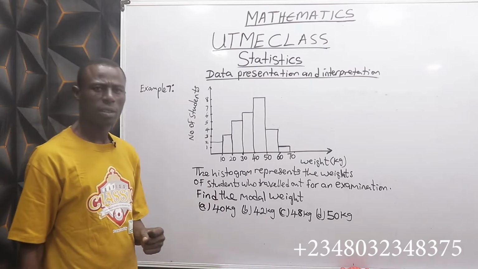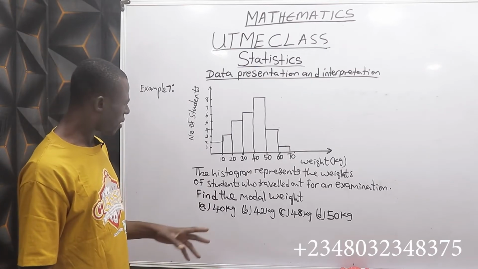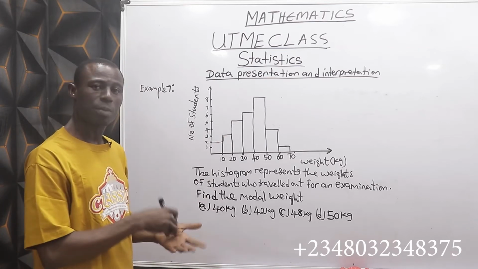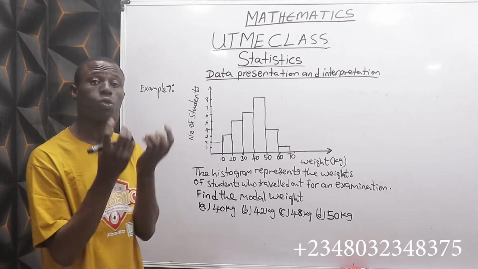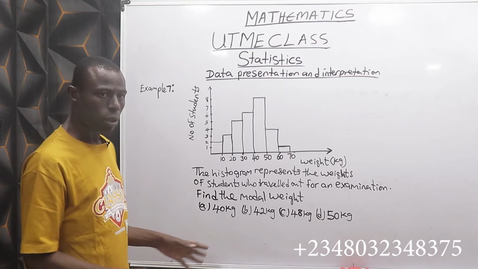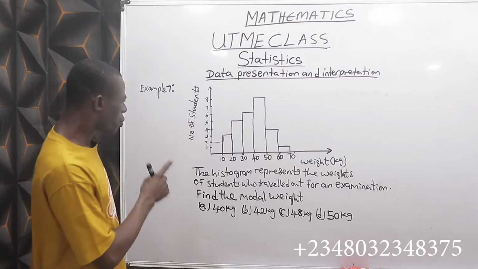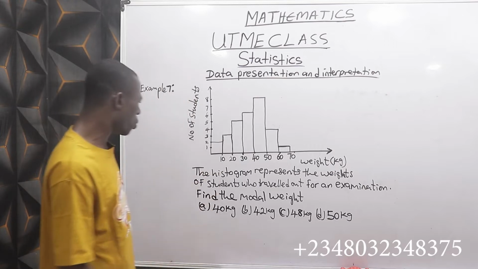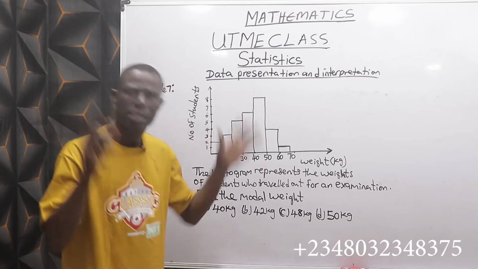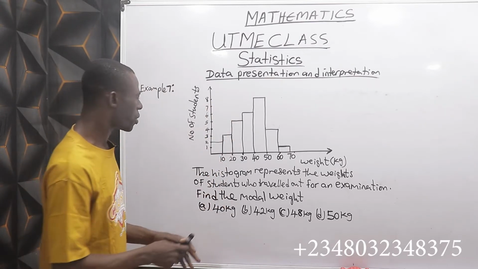Example 7. If you look at this example 7 very well, you realize it's the same diagram. Yes, it's that same diagram that is used to answer 2 questions in the exam, so I separate them for you in order to avoid confusion. The next one now is, the histogram represents the weight of students who traveled out for an examination. Find the modal weight.